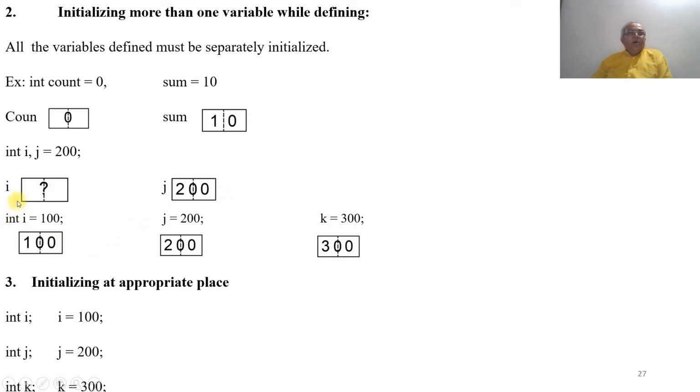Similarly, if you are initializing all 3 variables as i equals 100, j equals 200 and k equals 300, then the memory will be allocated and initialized in this pattern. Similarly, point number 3, initializing at appropriate places: int i semicolon, i equals 100. Similarly, int j equals 200, int k equals 300.